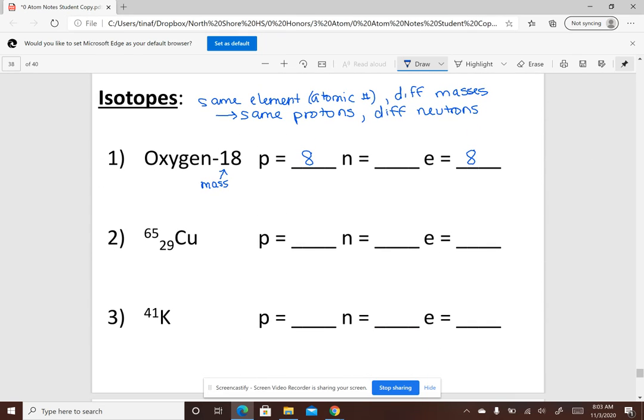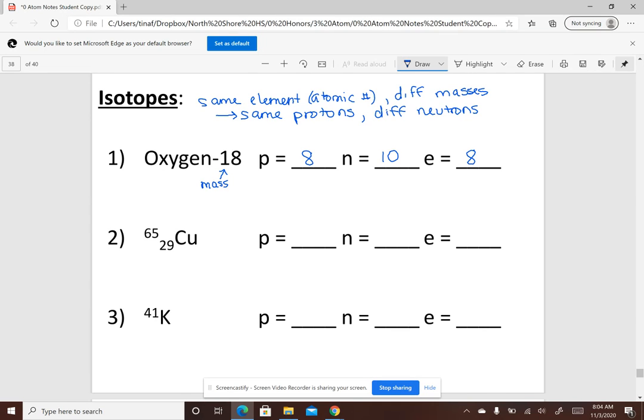All right, so now the neutrons, here's where you have to be careful. So neutrons is mass minus atomic number. So if you say, oh, this is oxygen, and you go right to the periodic table, you would say, oh, okay, well, 16 minus 8 is 8. Here they're giving you a different mass. They're telling you that some of the oxygen atoms in the world have a mass of 18, and this particular one does, and that's the mass you have to use. So when you do 18 minus 8, you get 10.